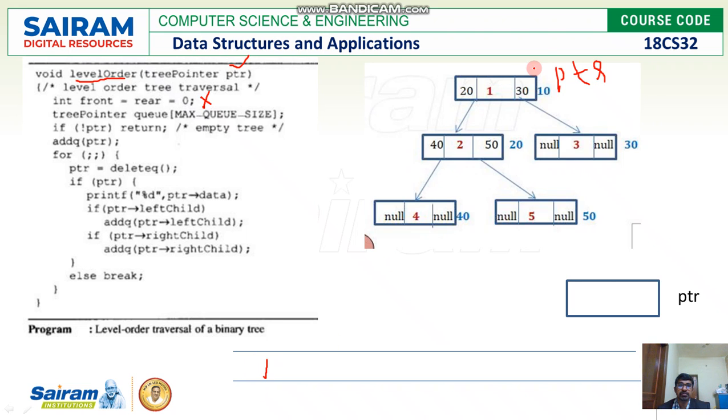So I'm talking about this. This will be added to the queue. After this, we have a for loop. PTR delete queue. Once you add a node into the queue, next thing is you have to delete the node which is at the front of the queue. So what is that? The front of the queue is 1, so this you have to delete.